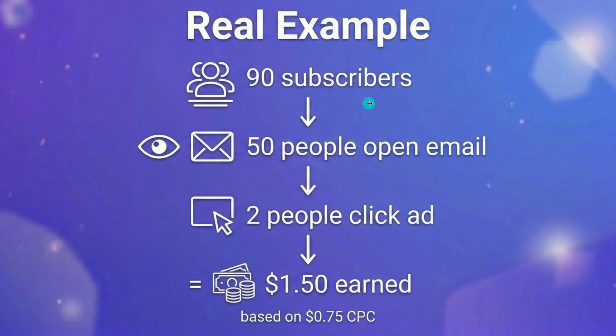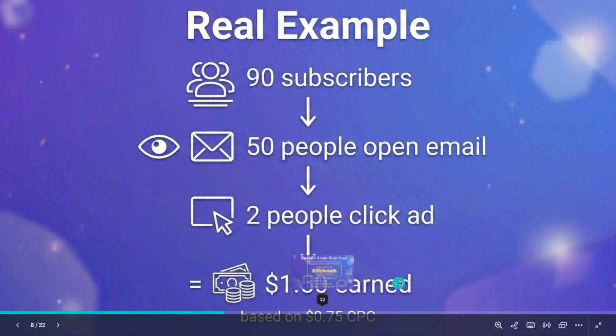So out of 90 people I sent to, 50 people opened it. And out of these 50, two people clicked on the ad. And as I showed in the last slide, per CPC it's 0.75, but two people clicked. That's why I earned 1.50 from that one email.